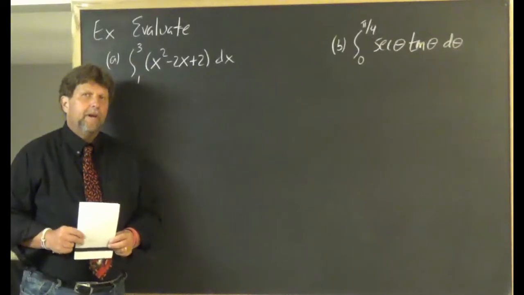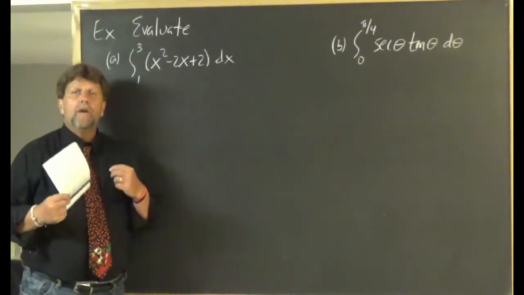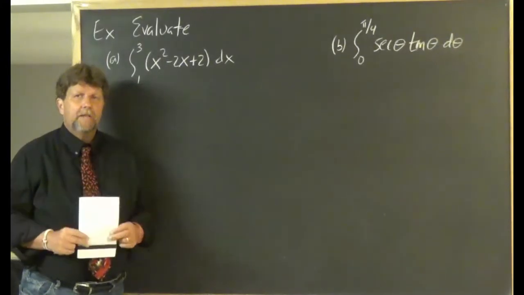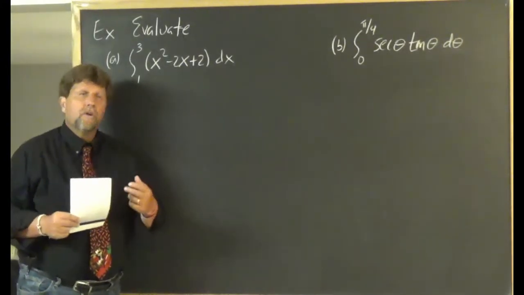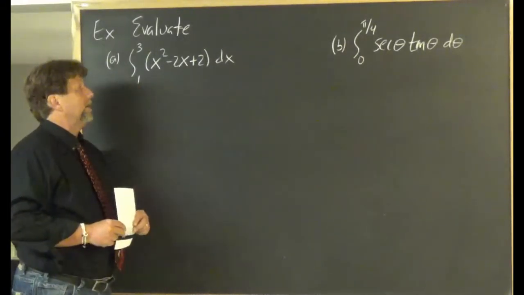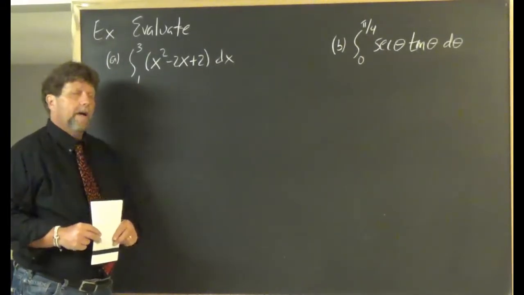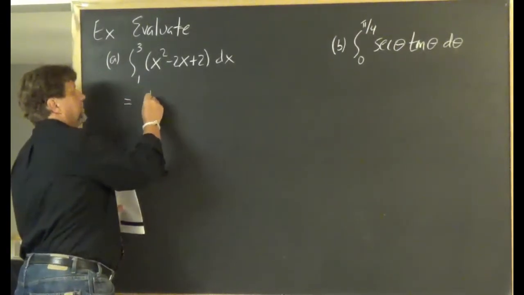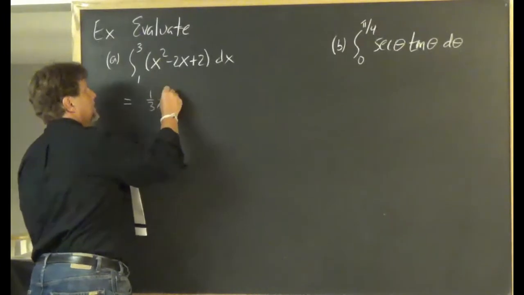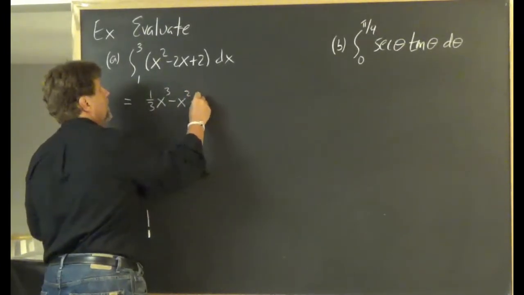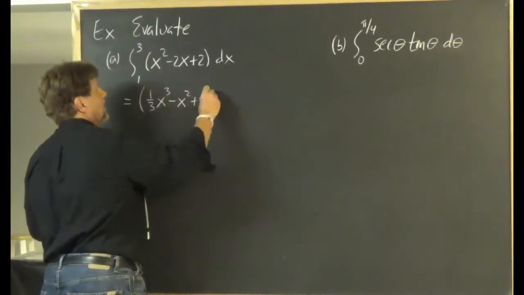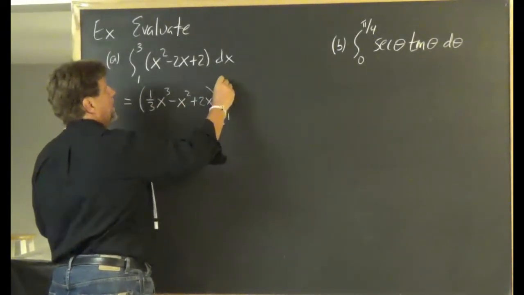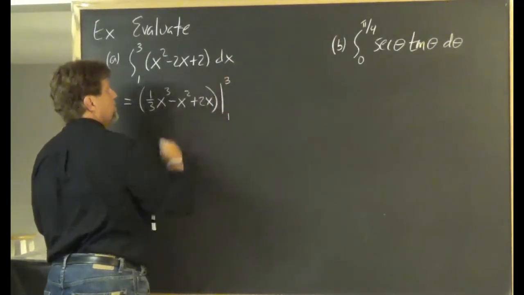All right, folks, now we know the fundamental theorem of calculus, so now we know how to efficiently evaluate a definite integral. Here, we're going to evaluate the definite integral from 1 to 3 of x squared minus 2x plus 2 dx. So we get an antiderivative: 1/3 x cubed minus x squared plus 2x, and then I make a vertical bar, put the lower limit of integration there, the upper limit of integration there.